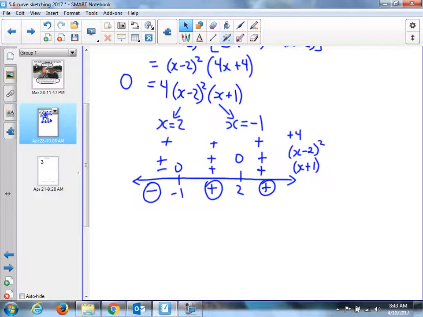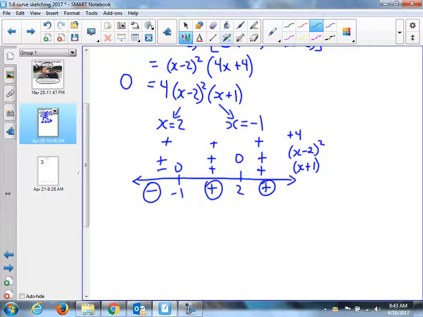Then, positive, positive. It doesn't change signs. So, you know how I said 2 is a critical number? But because it doesn't change signs, is it a max or a min? No. Now, this isn't required, but it's going to help you. Underneath here, draw a stick diagram. Don't worry about curviness.